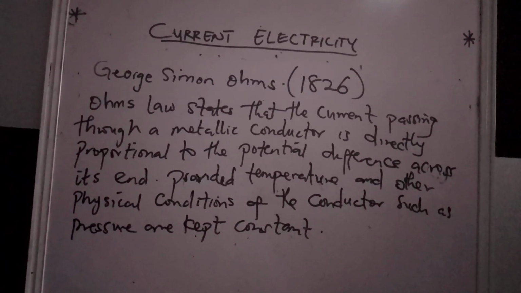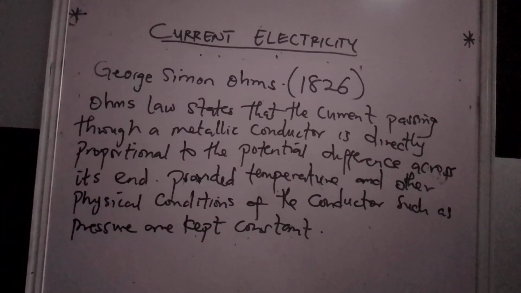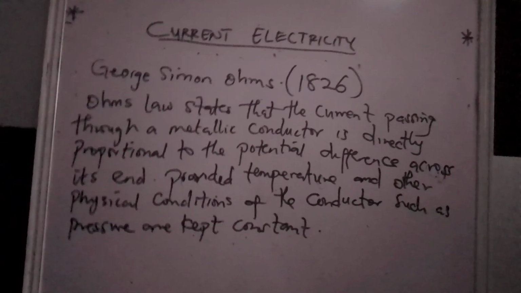Then at the same time, there are some materials that behave in such a way that they do not obey Ohm's law. So as we progress in this class, I will tell you examples of those materials that do not obey Ohm's law. So let's write an equation based on this statement. Current is proportional to the potential difference provided the temperature is kept constant. So let's look at a formula for that.